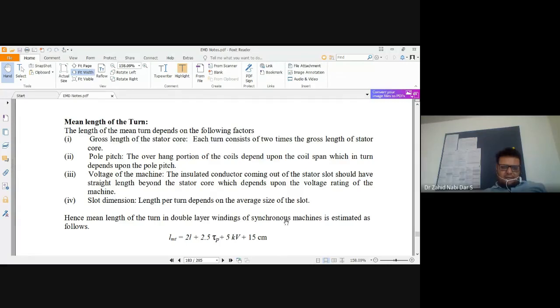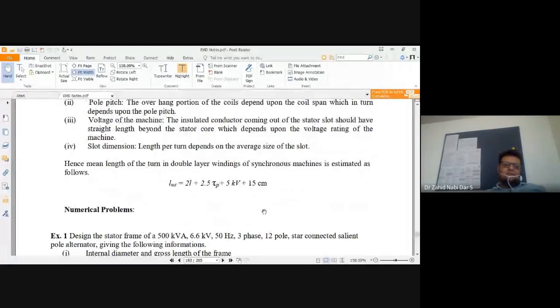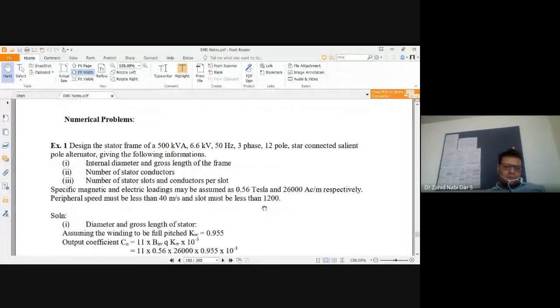So here is an empirical formula to get the mean length of turn. It depends upon twice the gross length, plus 2.25 times the pole pitch, TP. We were using this as tau, but here it is written TP, that is pi D by P. The voltage term is the voltage of the machine plus 5 kV, and for slot dimensions plus 15 centimeters. Now let's go to a problem and see how we are able to solve it.